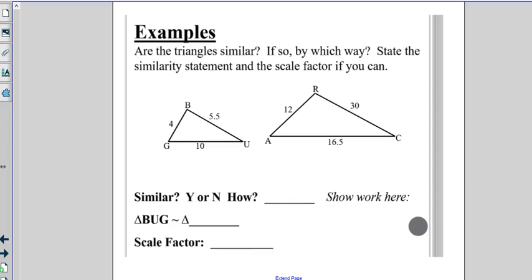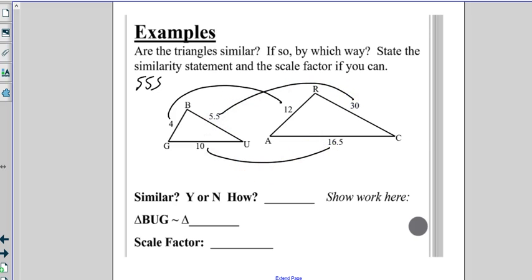Another example. Notice I have no angles marked, so I'm looking at side, side, side, obviously. So, since it's laid out, I'm looking at 4 and 12, 5.5 and 30, and 10 and 16.5. So I'm going to do the work down here where it says. So I have 4 over 12. I have 5.5 over 30. And I have 10 over 16.5. I'm just going to do a quick division here.